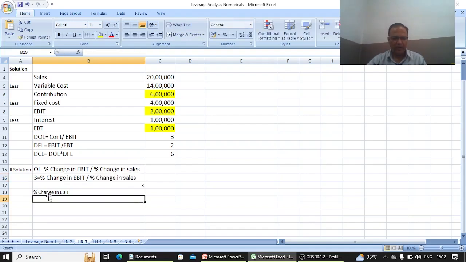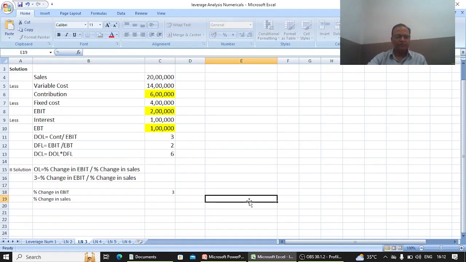Divide by is equal to 3. It means percentage change in EBIT is equal to 3 into percentage change in sales.